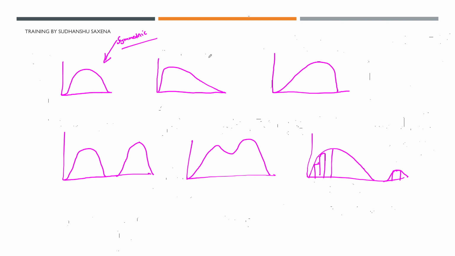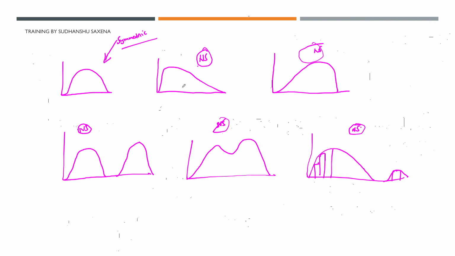And we have non-symmetric graphs. So these are all non-symmetric, right? So I'll just write NS over here. This is a non-symmetric graph, and this is also a non-symmetric graph. This is again a non-symmetric graph. This is again a non-symmetric graph. This is also a non-symmetric graph.